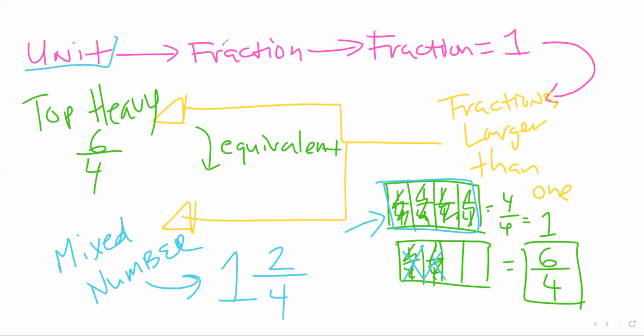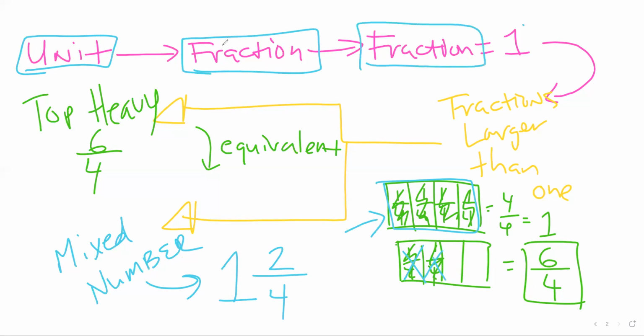We start with the unit fraction. The unit fractions come together, they make fractions. At one point, when they all come together and make a whole, they equal 1. But then they even go beyond that and they get larger than 1 when they become top heavy. And then we can convert top heavy fractions to mixed numbers. And then we can also convert mixed numbers back into top heavy. So that is what we need to think about when we think about what do we know about fractions.